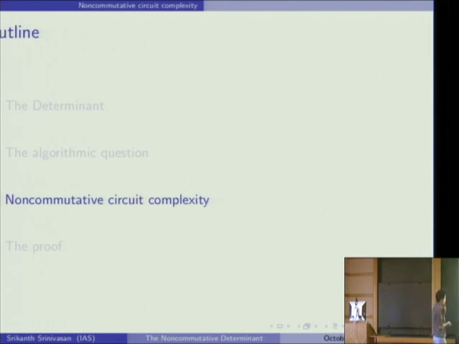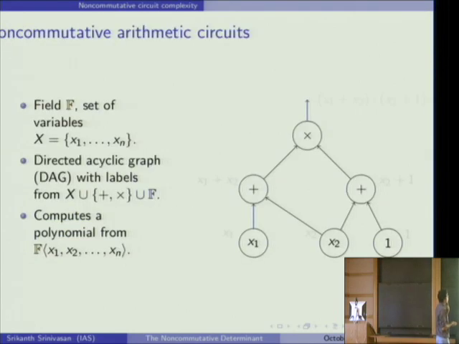Okay. So now let me talk about non-commutative circuit complexity for some time. And so what is the question here? Again, we are now in the world of arithmetic circuits. What is an arithmetic circuit?